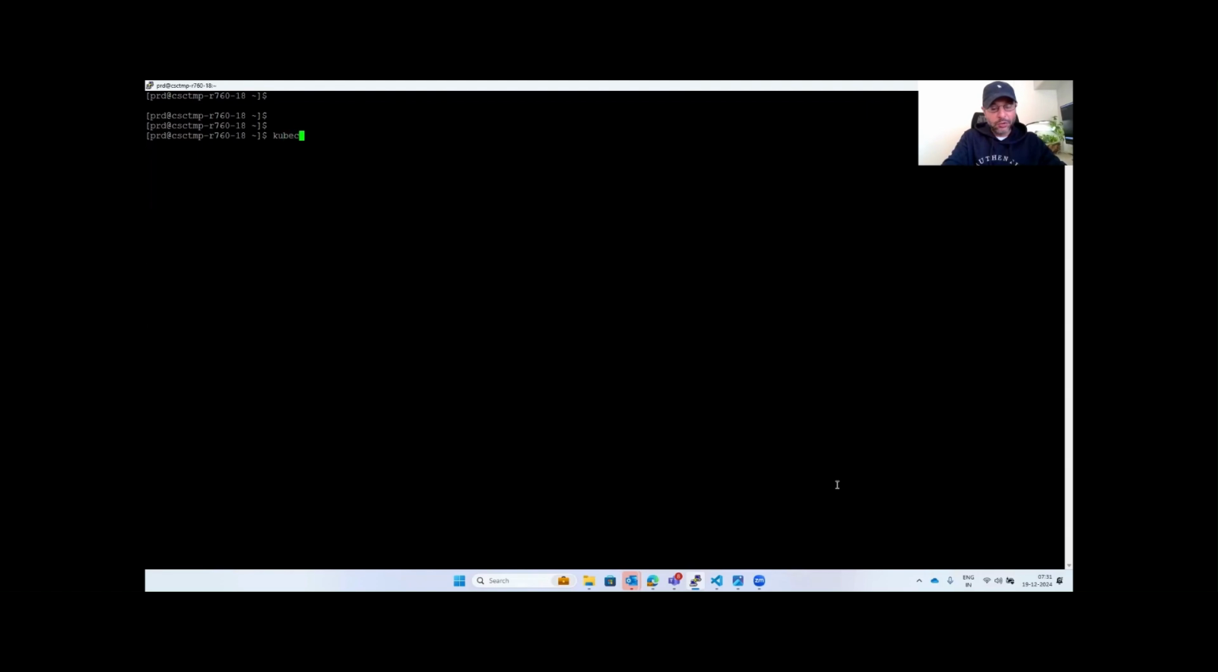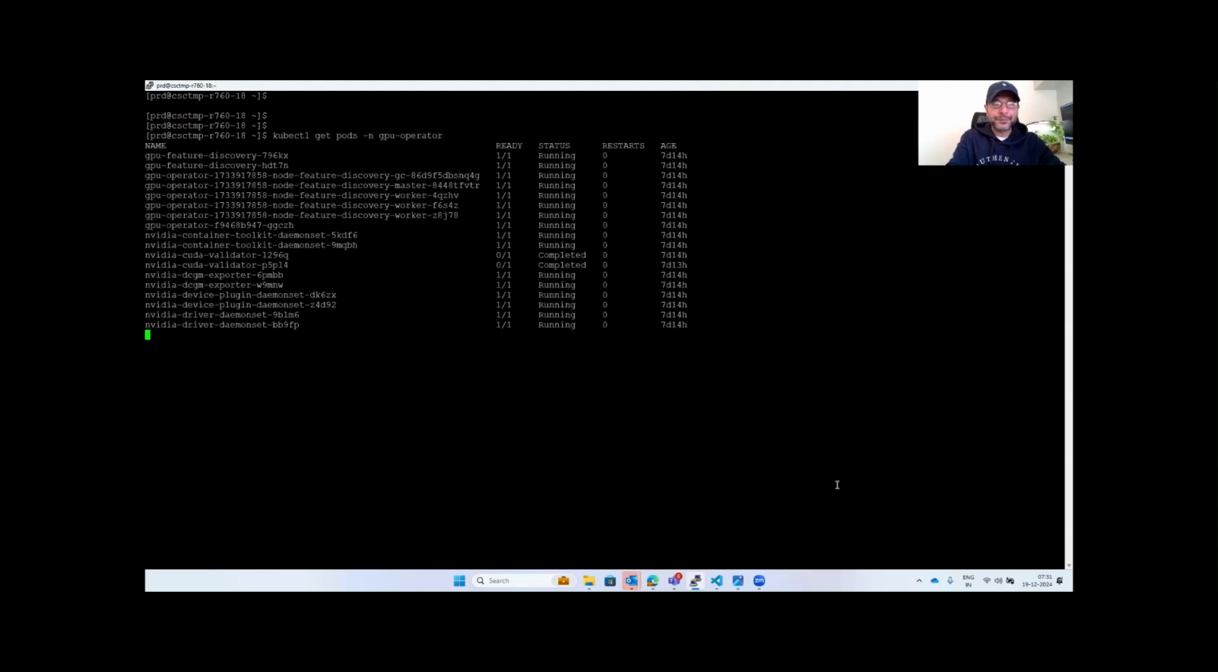So like I showed you, kubectl get pods -n gpu-operator. The GPU operator is running, which means that anything that I deploy can have access to the GPUs.